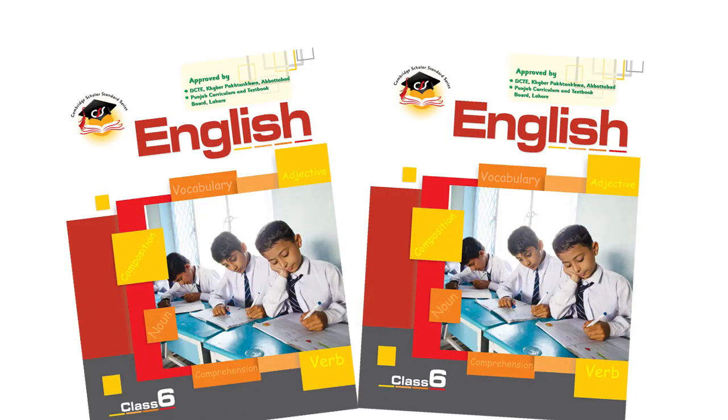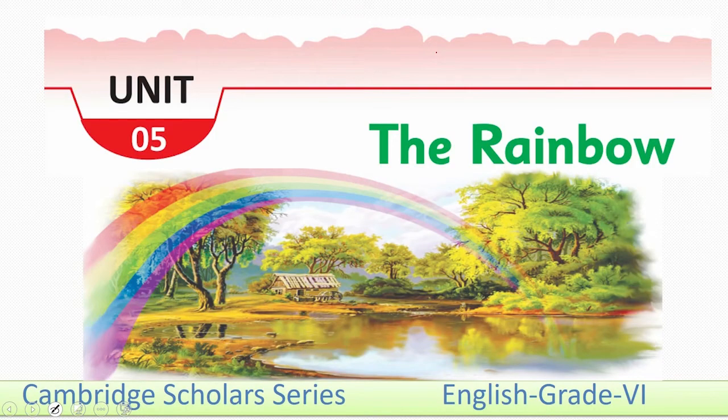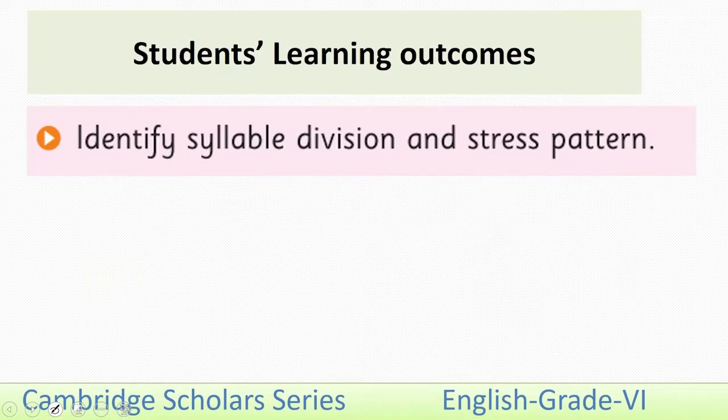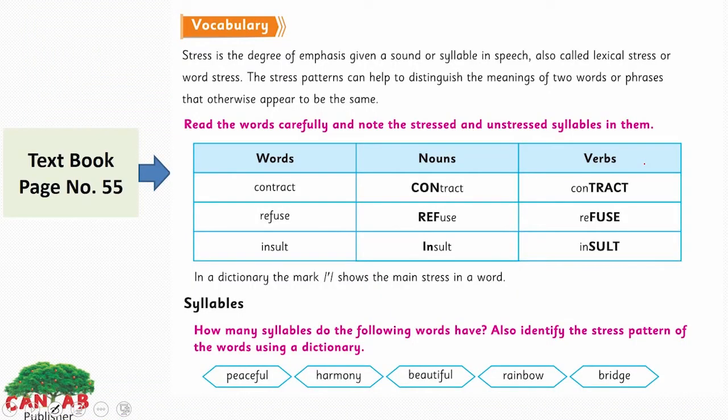Before starting the lesson, dear students, you must have with you your Class 6 English textbook. We are going to start our lesson from Unit 5, the Rambo. The SLOs of this lesson are to identify syllable division and stress pattern. Page number 55 of your textbook, we have a vocabulary section here. Today we are going to discuss the syllables and stress in the words.